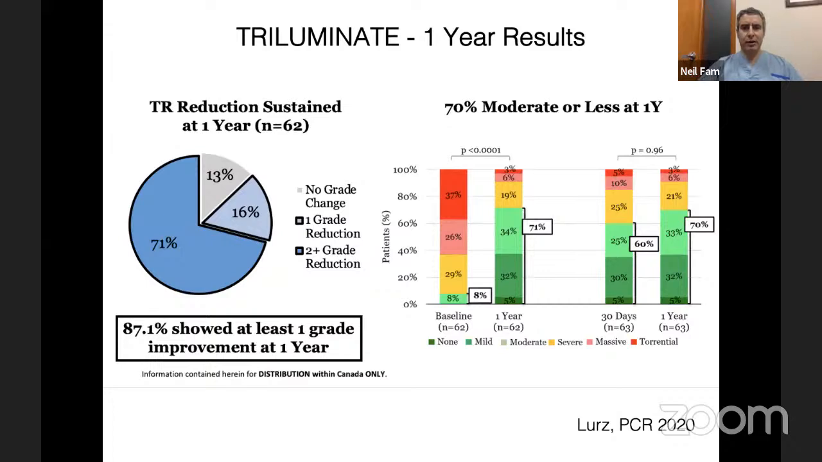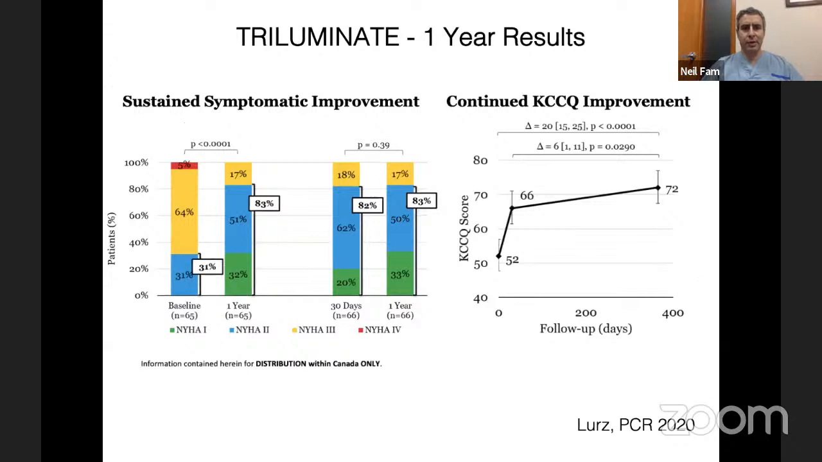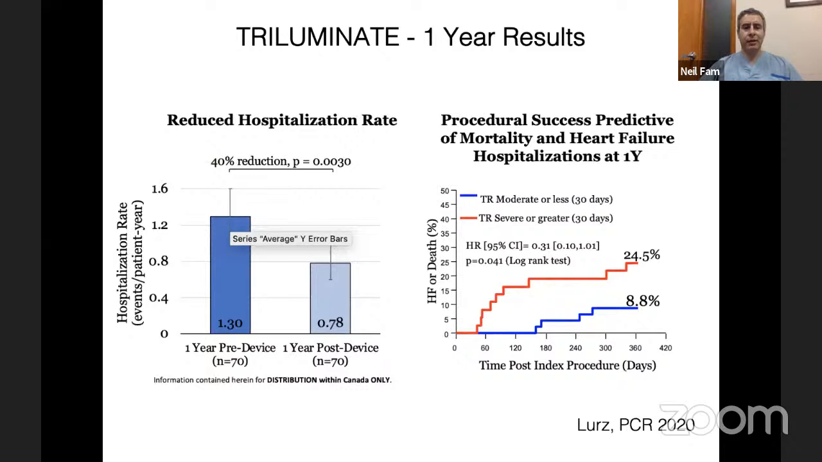Now, this TR reduction was associated with significant symptomatic improvement and improvements in quality of life. And there was a signal towards reduced hospitalizations post-intervention compared to the year pre, and a signal that procedural success, reducing the patient to moderate TR or less, was associated with less heart failure and improved survival. So again, another suggestion that reducing TR leads to improved outcome.